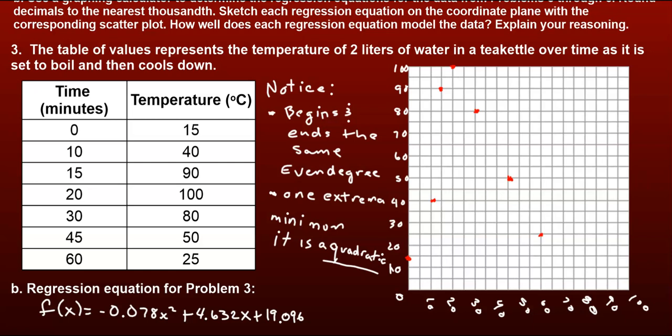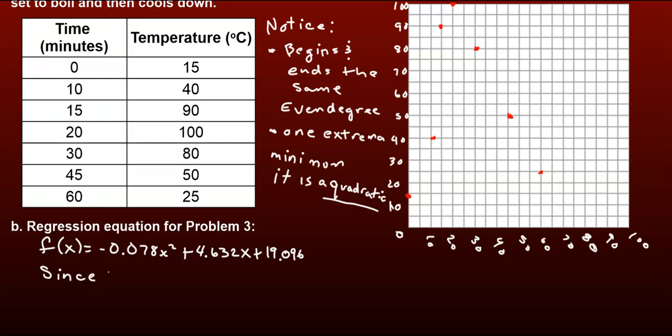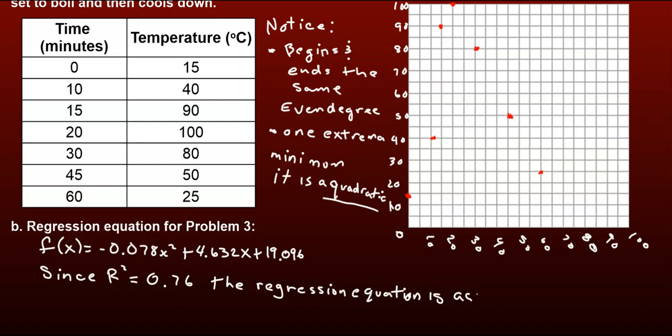And then the last part of this is to tell how well the regression equation models the data and explain our reasoning. Since r squared is equal to 0.76, the regression equation is acceptable. It's not perfect, it's not the best, but it's acceptable. We can use it to model our graph. So along with that, we want to actually draw the graph. That was part of what we were supposed to do.